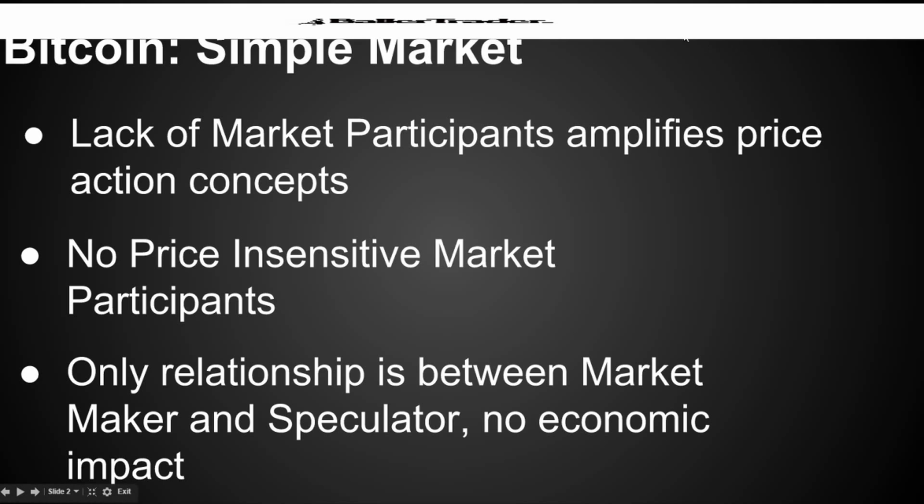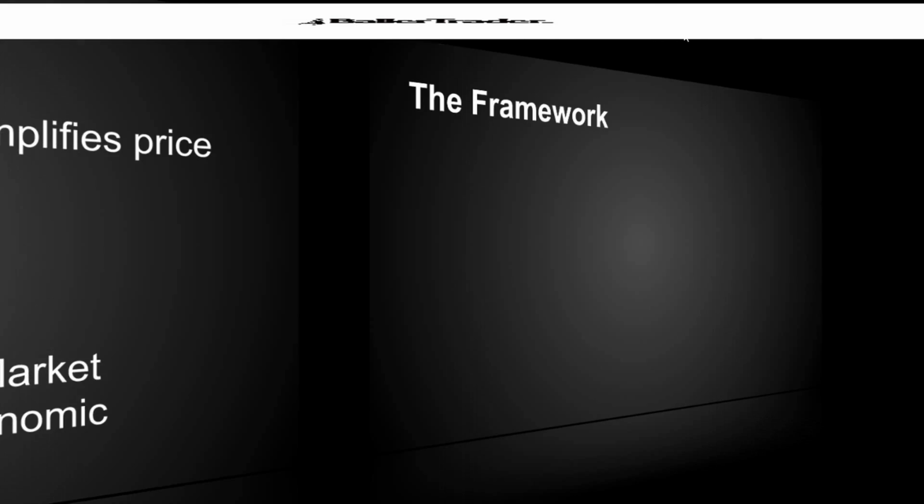And really, Bitcoin lacks all that. Really just the market maker and speculators, and really the only reason to be trading this market is because you think it's going to go up or down, and that really leaves a market environment void of really too much of anything other than the price rebalancing blueprint. And I think that's why these price action concepts really stand out, why they're so profound in Bitcoin.